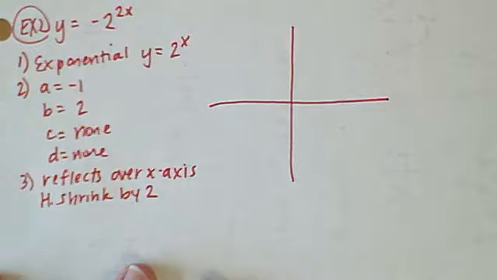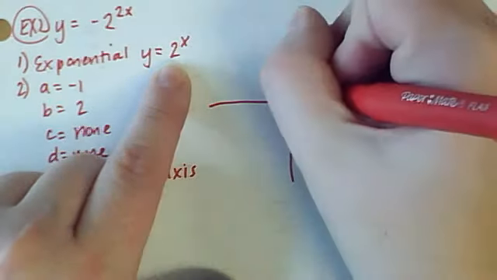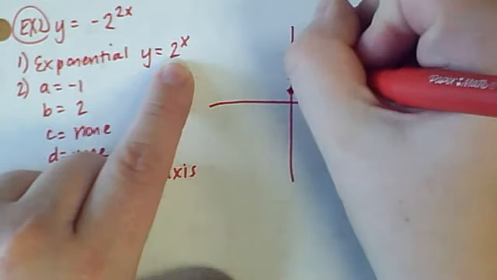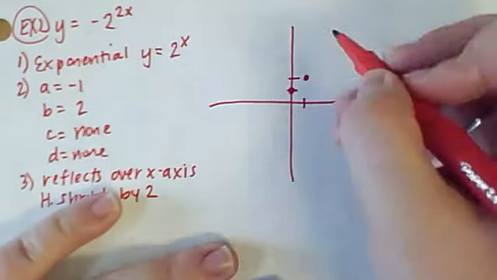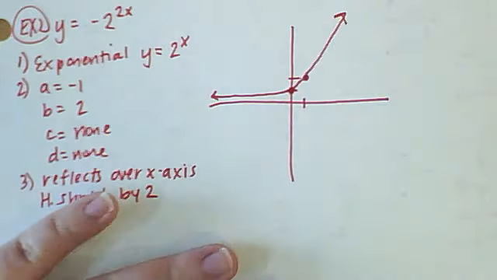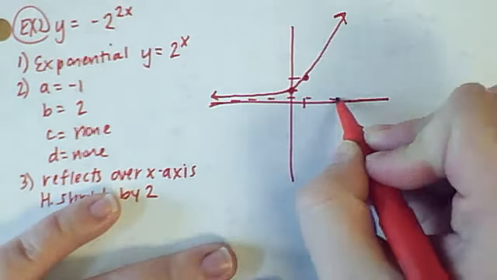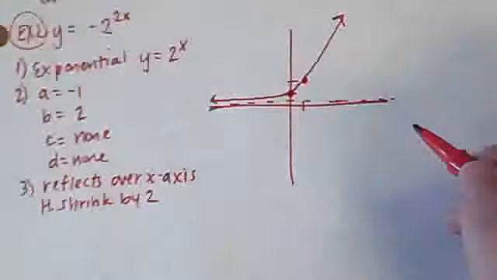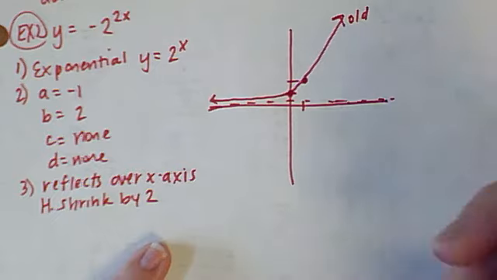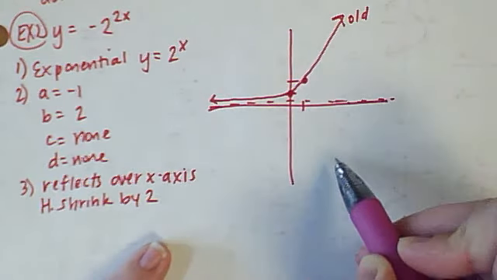Okay, I know a couple values of this. I know when x is 0, y is 1, and I know when x is 1, y is 2. So those are the 2 points I'm going to graph. And it looks something like that. And I know that also there's an asymptote here. Okay, so there's my parent function. So that's your old. So now what we're going to do is reflect it. So it's going to come down this way.